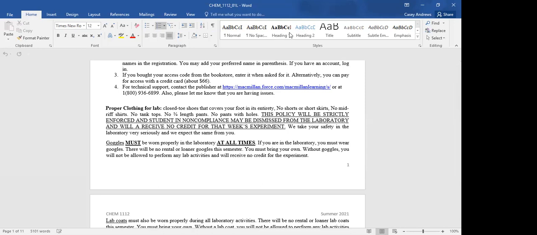Do you have to wear long sleeves? I would advise it, yes. You're gonna have to wear a lab coat. So technically you don't, but it would be good practice to do it. So if your lab coat is long enough, no, you don't have to wear long sleeves. That's the best answer for that.